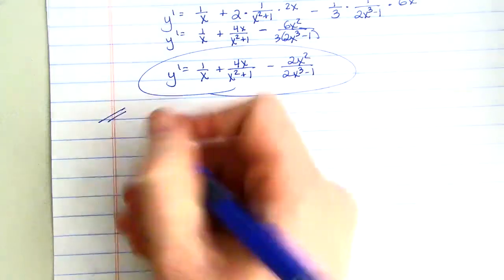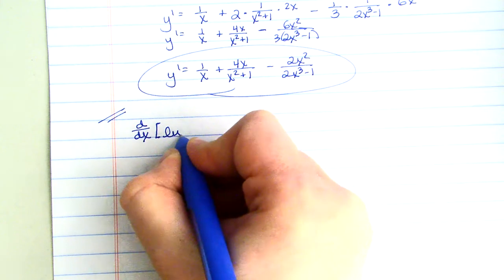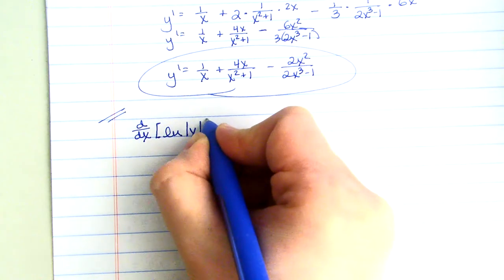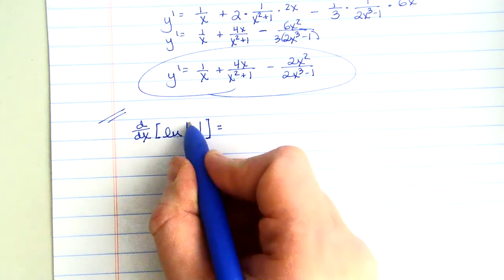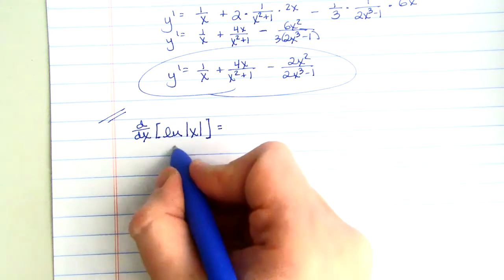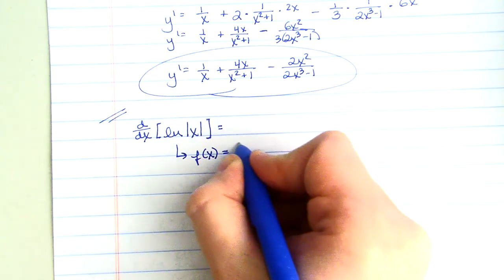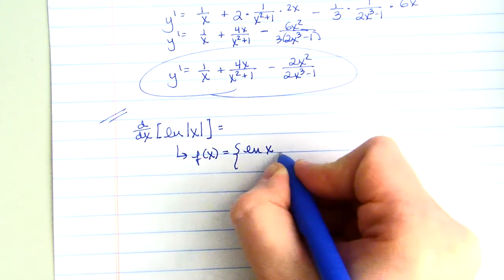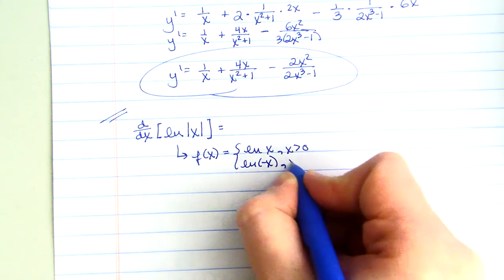There's another derivative rule I just need to show you quickly. The derivative of the natural log of the absolute value of x equals... Well, if we do the absolute value around x, I could plug negative numbers into this thing, and that would work. What is this function really? This function is really just the natural log of regular x if x is some positive number, and it's the natural log of negative x if x is some negative number.